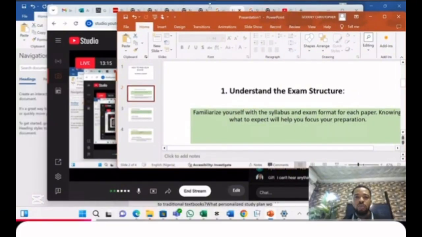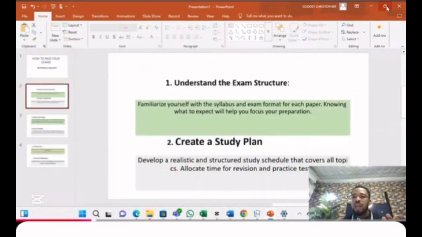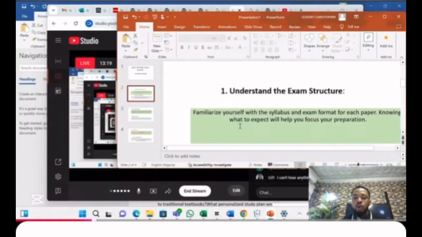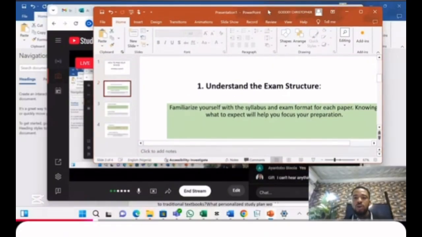What are the areas? What are the ones that actually carry a lot of marks, right? So you need to familiarize yourself with the syllabus of the exam, the format of the paper, and also know how you can focus your preparation. And that's the first point here. You need to understand the examination structure, right?